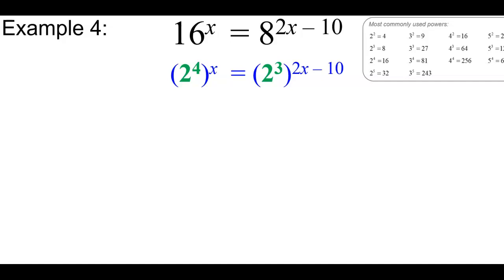Now, what do we do with these exponents again? With the 4 and the x? Multiply them, distribute. What about 3 and 2x and 3 and negative 10? You got to distribute. You got to multiply them. Does everyone see these little red lines? Are the distribution, the multiplying?